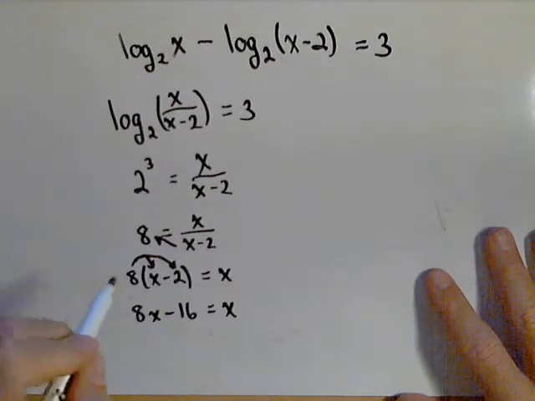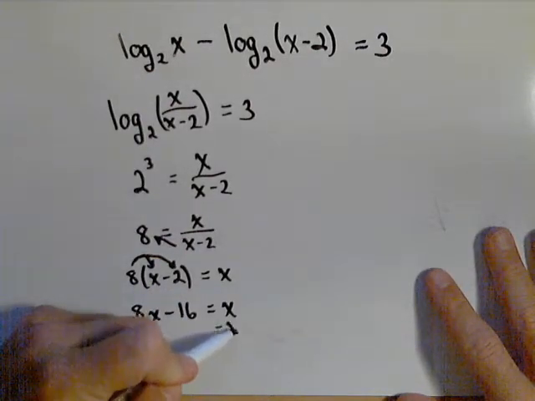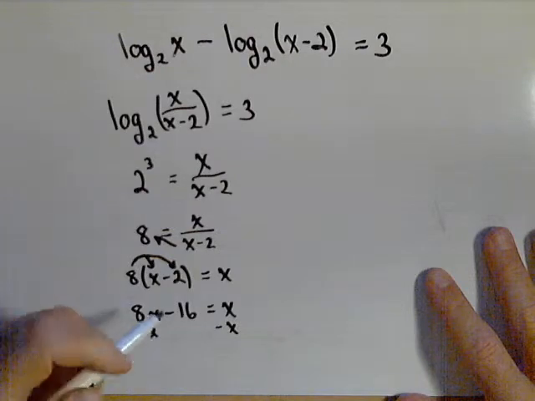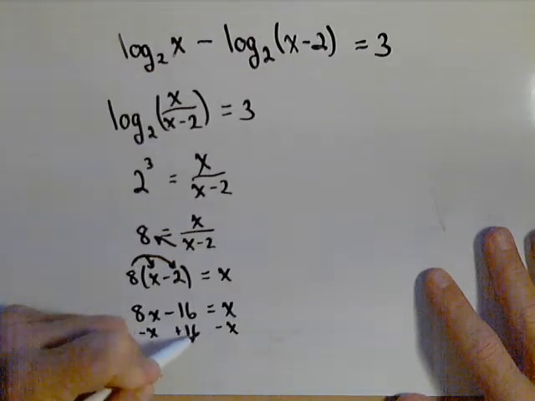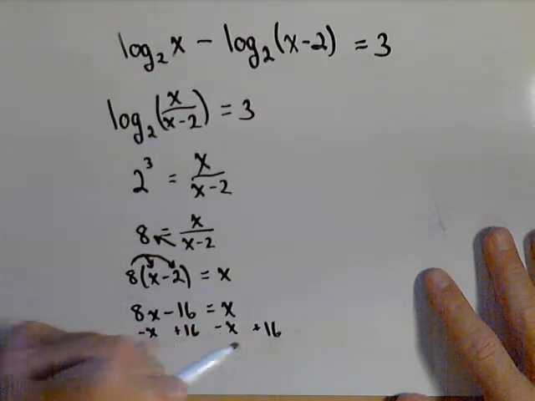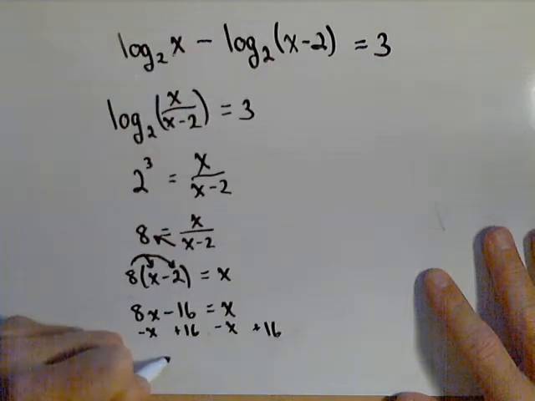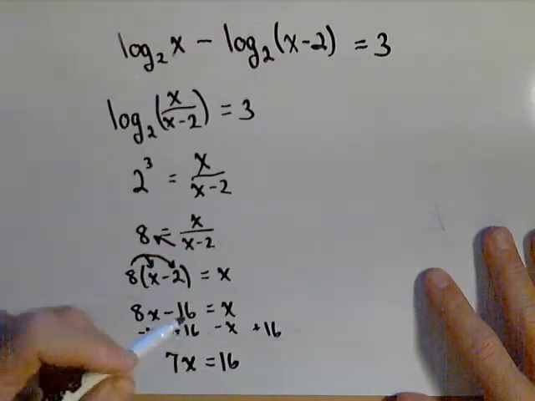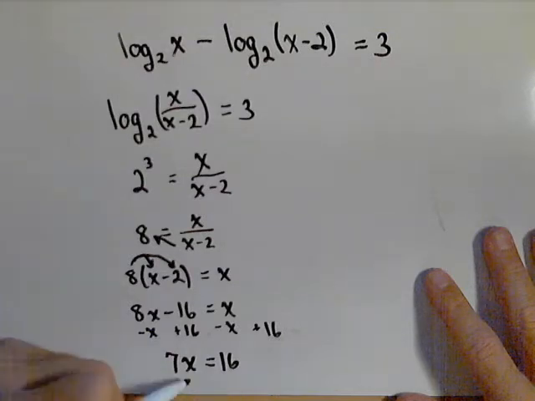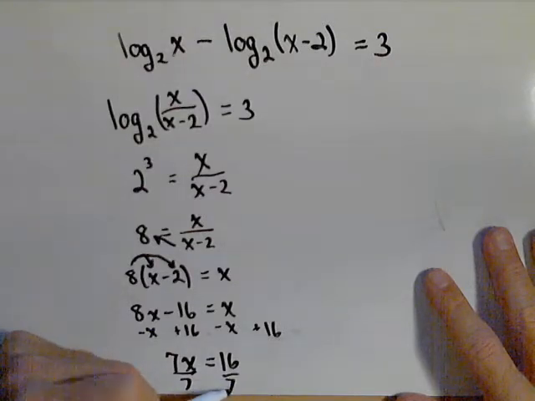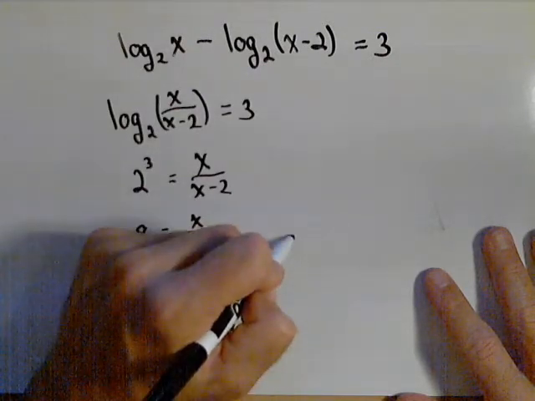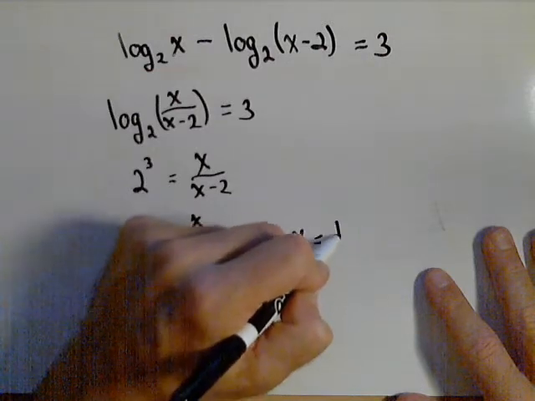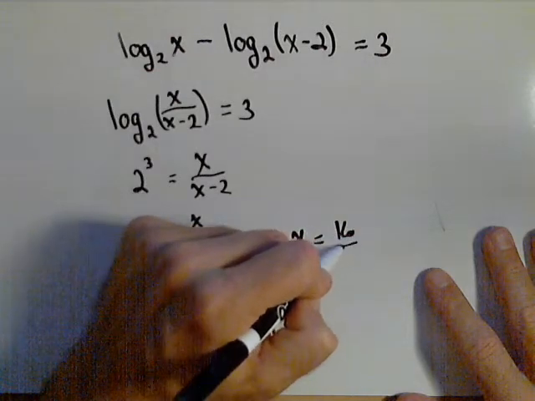Now we're going to isolate the x, so let's subtract x off of both sides, and we'll add 16 to both sides. What we end up with is 7x equals 16, and our last step will be to divide both sides by 7, and so we end up with x equals 16 over 7.